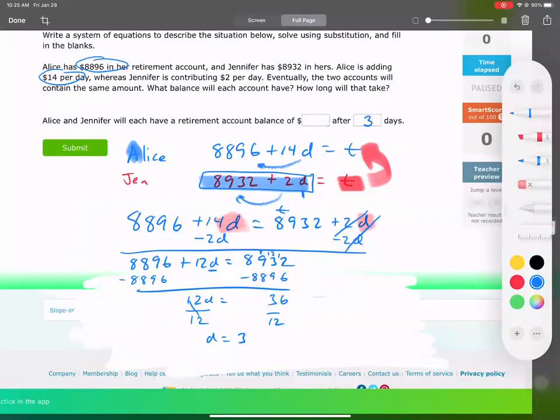But how much would they have? We're going to have to plug that back into these accounts. Let's take the easy one. Let's do 8932 plus 2D. And we said D was going to be 3 days. And that'll lead us to 8932 plus 6. So that's going to be 8938. So 8938. That's how much she's going to have. They're both going to have after only 3 days before they're caught up with each other.